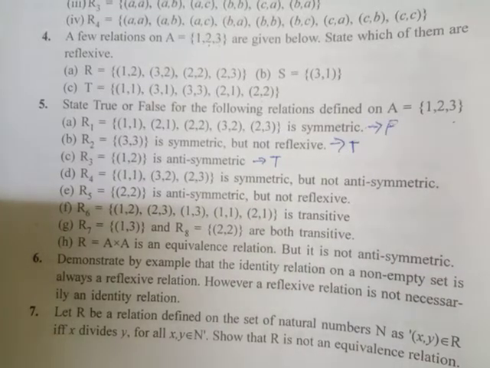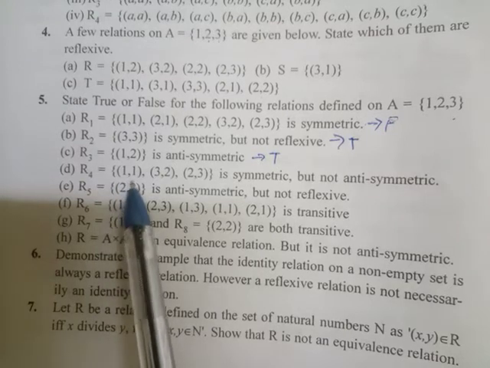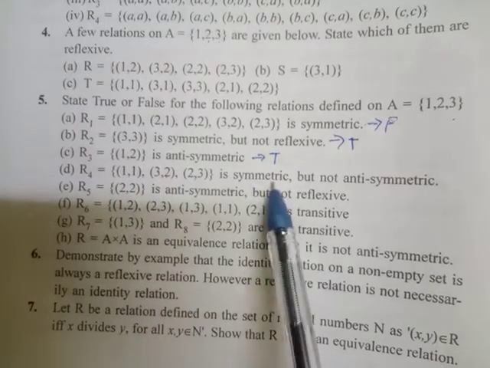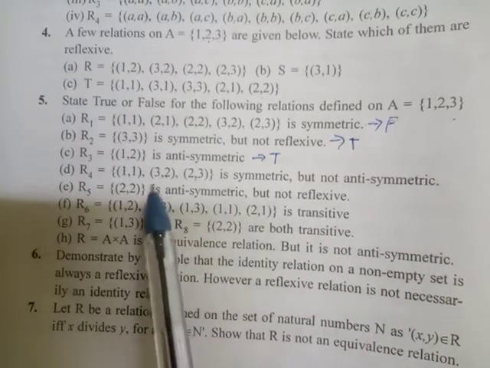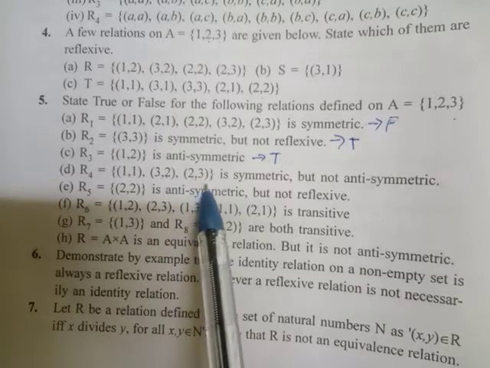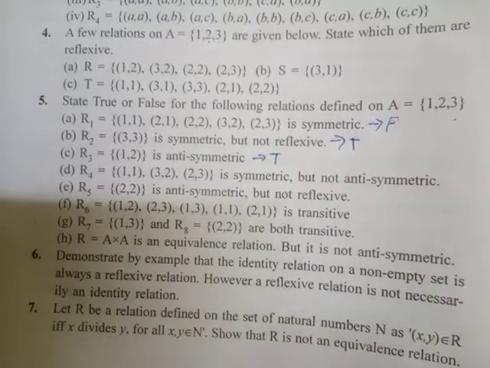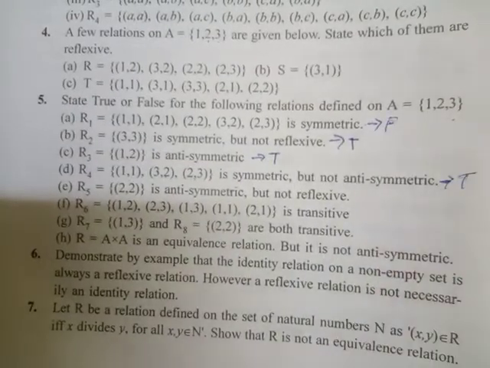Next, number D. Look here, D. There is {(1,1), (3,2), (2,3)}, which is symmetric but not antisymmetric. Yeah, it is actually true, because (2,3) belongs to R and (3,2) also belongs to R. So it is true. The D is also true. I'm writing here T means true.